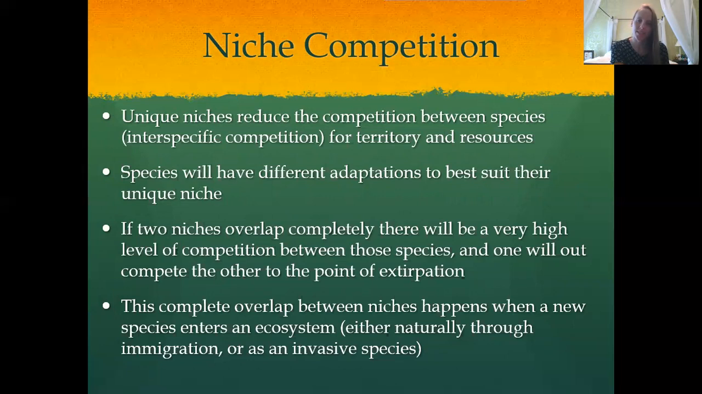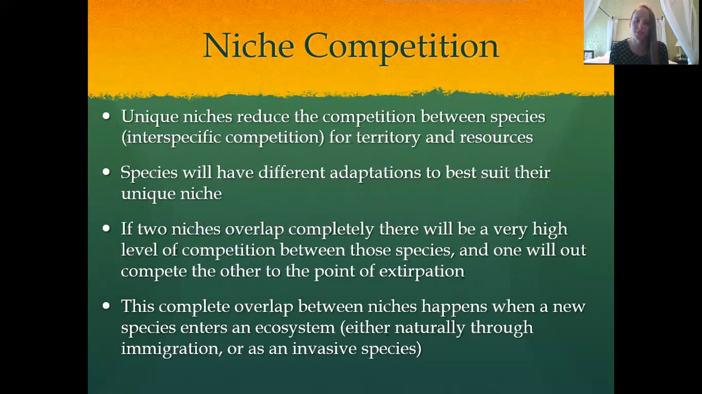Having unique niches is important because it will reduce the competition between different species. If two different species had the exact same niche, they would be competing for every single resource they wanted to access, whether it be food or water or shelter. So by making the niches unique to one another, it reduces that interspecific competition. However, you do want some overlap because of the insurance effect that we talked about in terms of dynamic equilibrium and the stability of ecosystems.